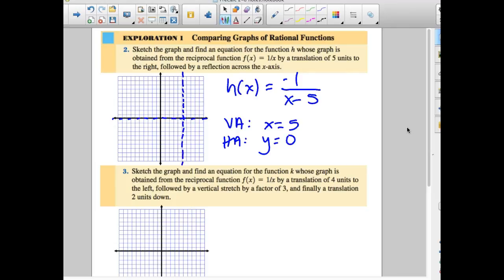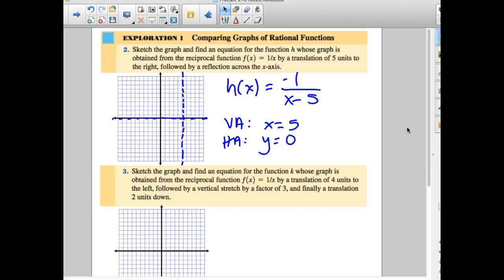Now, if we've done a reflection, instead of our branches being in quadrants 1 and 3, the branch from quadrant 1 will flip down and become quadrant 4, and the quadrant 3 branch will flip up and become quadrant 2. Yes? And then we're going to shift them to the right.